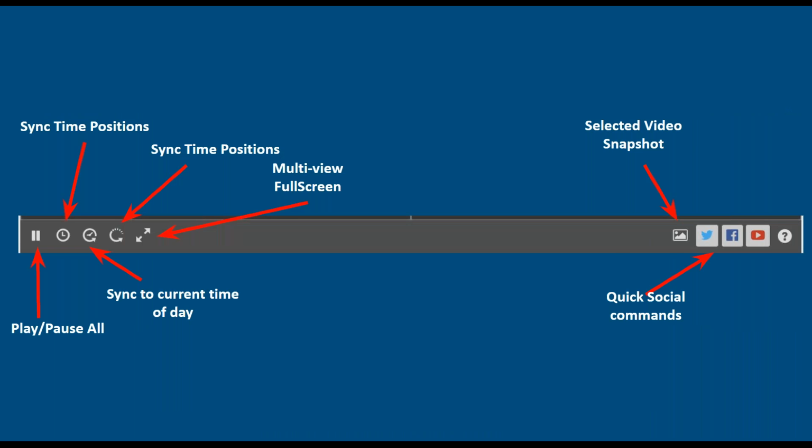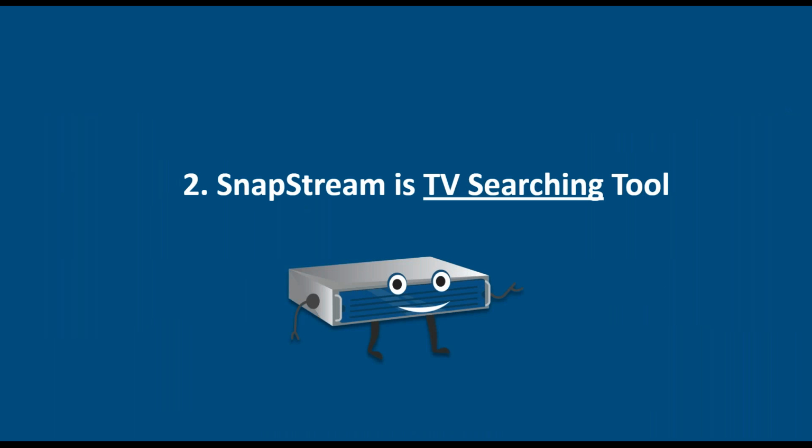You have different tools. I'm just going to move forward for the sake of time and go into searching. The ability for SnapStream to search is probably one of the most powerful things in SnapStream. It's basically a search engine for TV. And you can search for anything that's been said in the past, but also guide data for anything that's going to be said in the future.